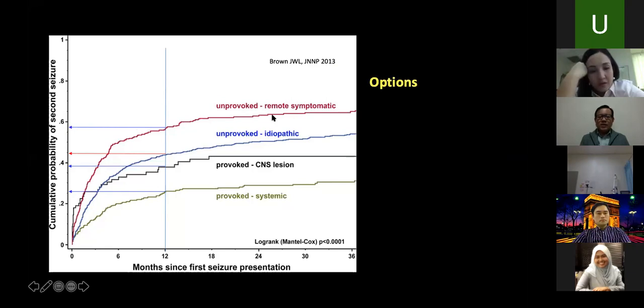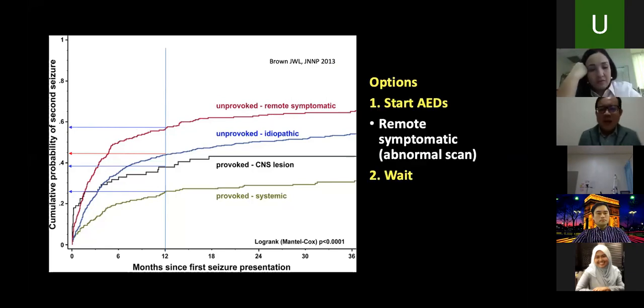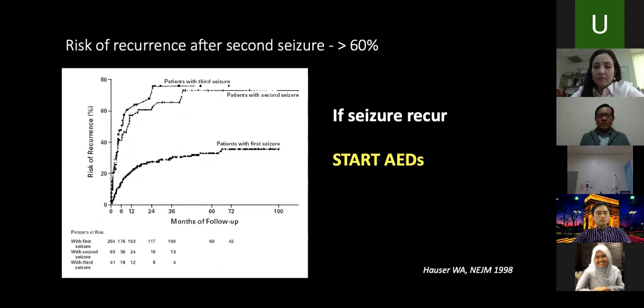What does it mean? It means that if someone has an abnormal scan, for example, an old stroke or an old trauma or an old brain injury or tumor, then the chance of them having another seizure will be 60% or higher. And therefore, in this case, you would want to start treatment.